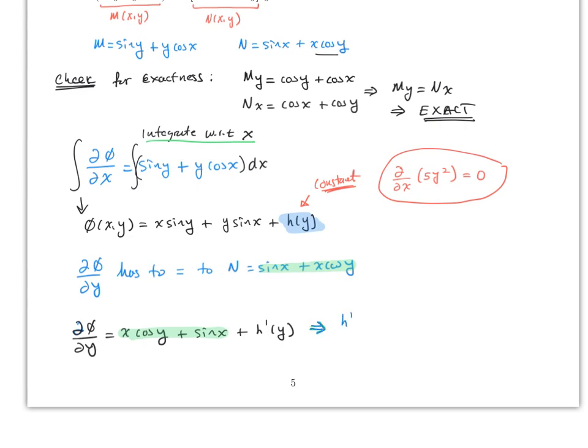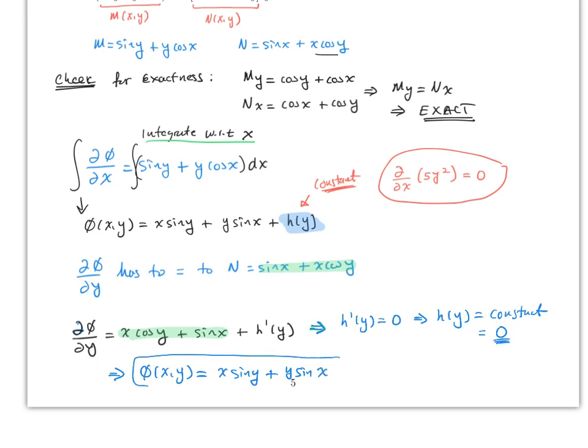That means that h prime of y has to be equal to 0, which means that h of y has to be a constant. And for lack of a better name, just call the constant 0. And that's it. So therefore, that means that the solution is equal to x sine y plus y sine x. And that's it.